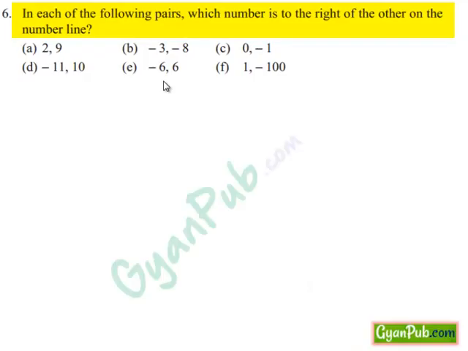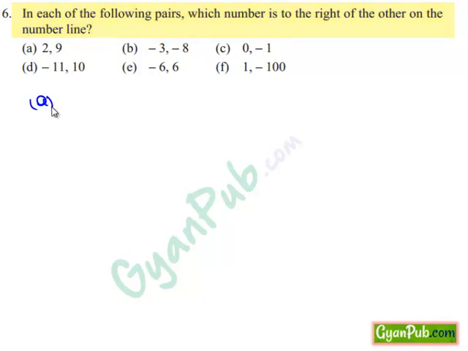Moving on to the sixth question. In each of the following pairs, which number is to the right of the other on the number line? A. 2 and 9. B. Minus 3 and minus 8. C. 0 and minus 1. D. Minus 11 and 10. E. Minus 6 and 6. And F. 1 and minus 100.